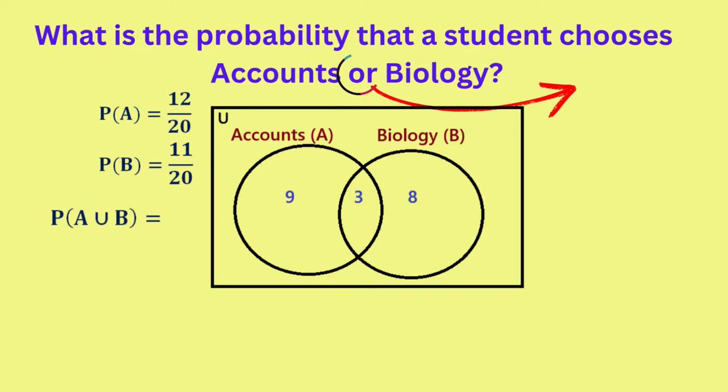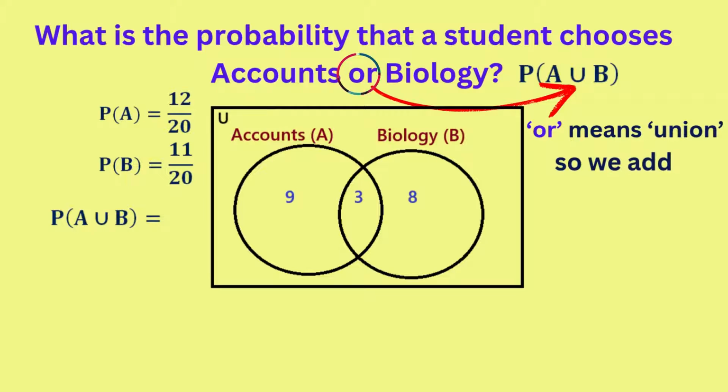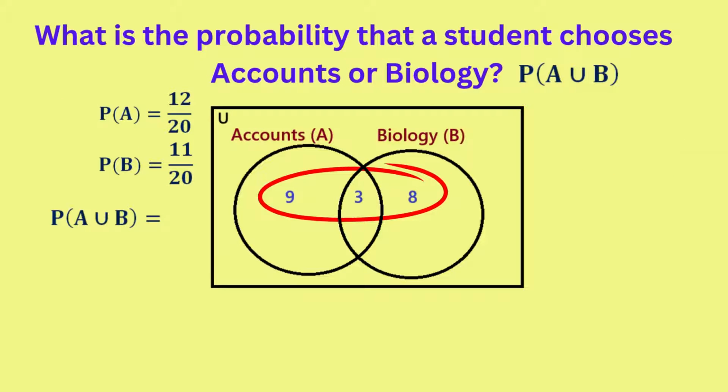If we want the probability of the union of both sets, we'll need to add the values in both sets. That's 9, 3, and 8, which is 20. So the probability of A union B, which by the way is the same as the probability of A or B, is 20 out of a total of 20 students, which simplifies to 1.